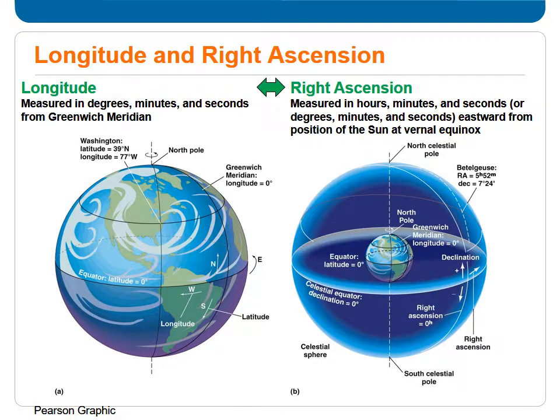The lines of longitude on Earth and the lines of right ascension on the celestial sphere are great circles that run from the North Pole to the South Pole. Right ascension is measured in hours or degrees eastward from the position of the Sun at vernal equinox. That's the spring equinox. Betelgeuse has a right ascension of 5 hours and 52 minutes.